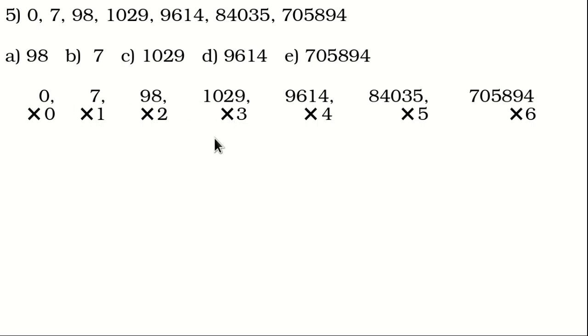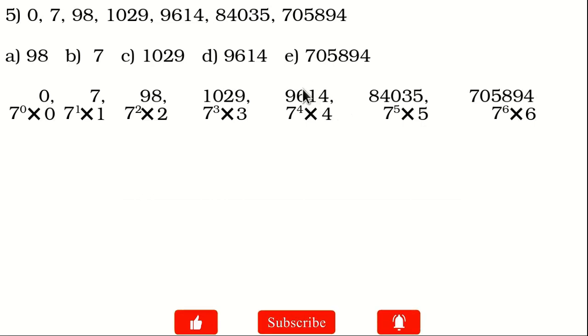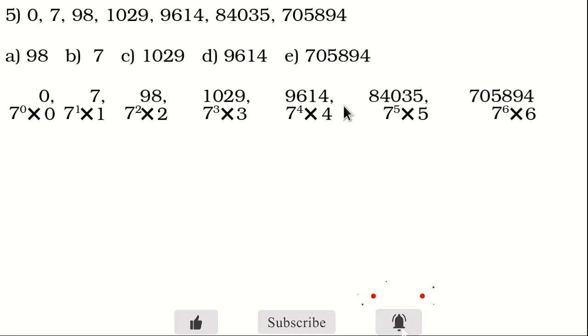So let me write it this way now. Let it be 7 to the power of 0 into 0. Let it be 7 to the power of 1 into 1. 7 square into 2. 7 to the power of 3 into 3. 7 to the power of 4 into 4. 7 to the power of 5 into 5. 7 to the power of 6 into 6. So I can definitely say that this is the answer. The reason, this is not a multiple of 4. So what is the divisibility rule of the number 4? Last two digits of the number should be divisible by 4. So without any calculation, I arrived at the answer.